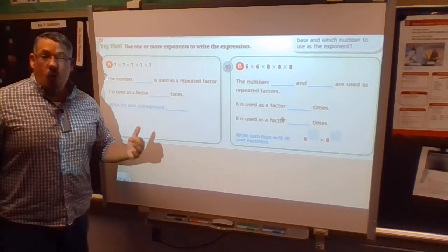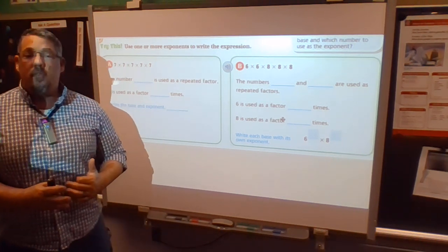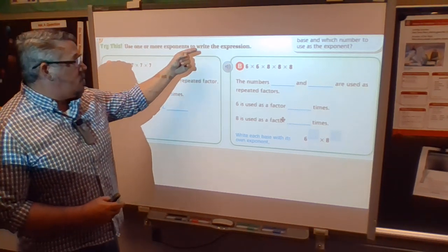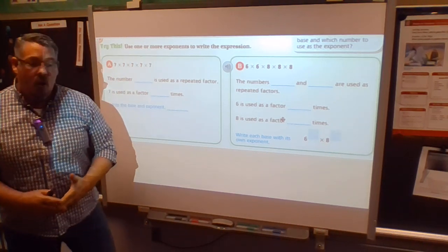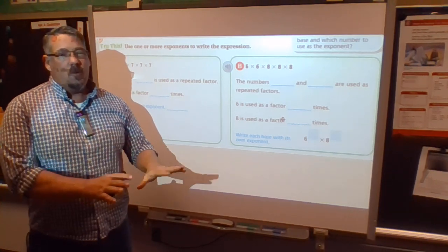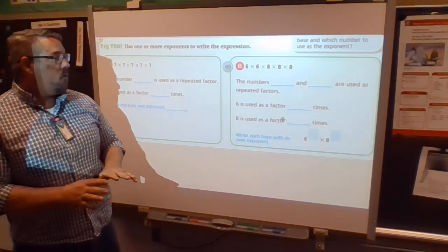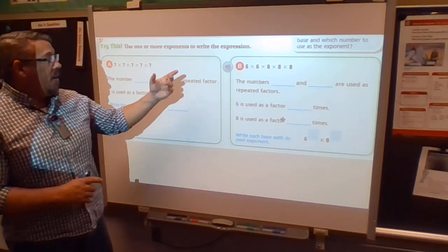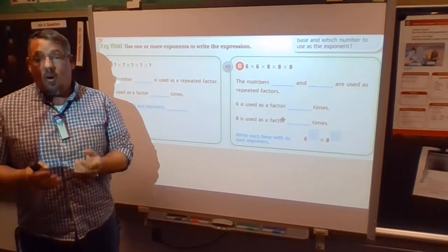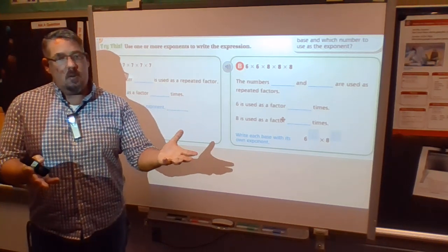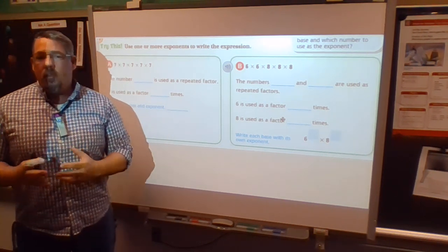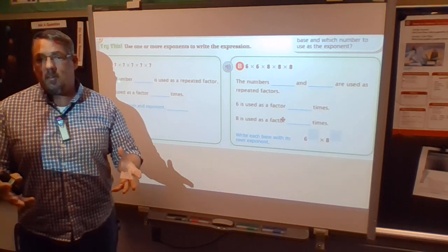All right, so let's see what the directions say, because we're going to have a couple different types of directions for these specific problems. "Use one or more exponents to write the expression." Once again, there's a difference between an expression and an equation. I introduced this to you a couple months ago in the first semester, and it's fine if you don't remember. Expressions are math problems without answers. Equations are math problems that also show me an answer. So these are going to be expressions, but I have to make it an expression that only uses an exponent or a set of exponents.